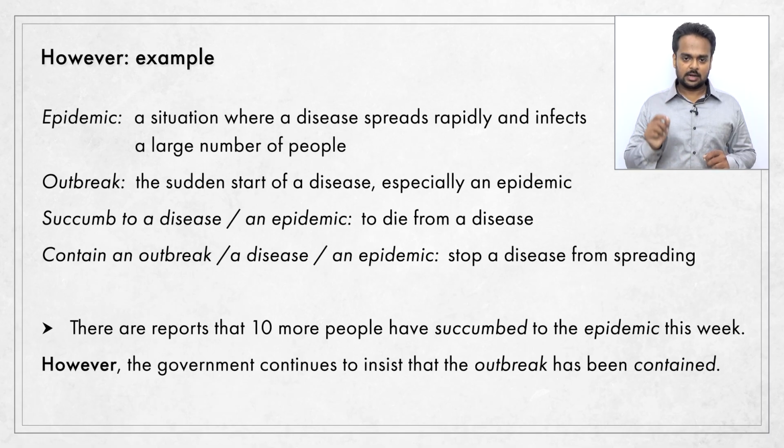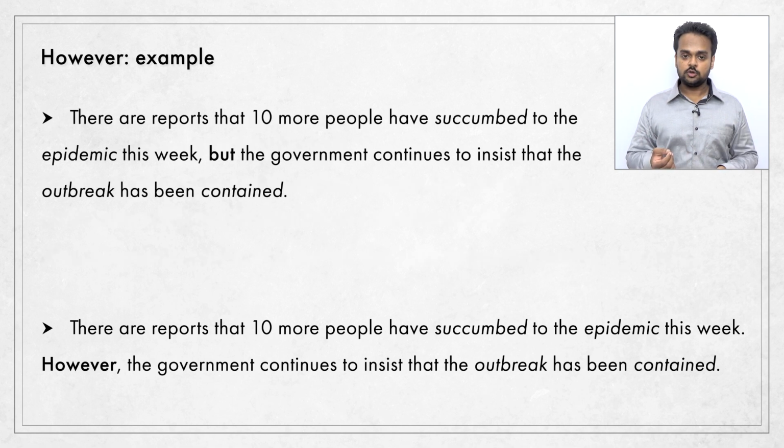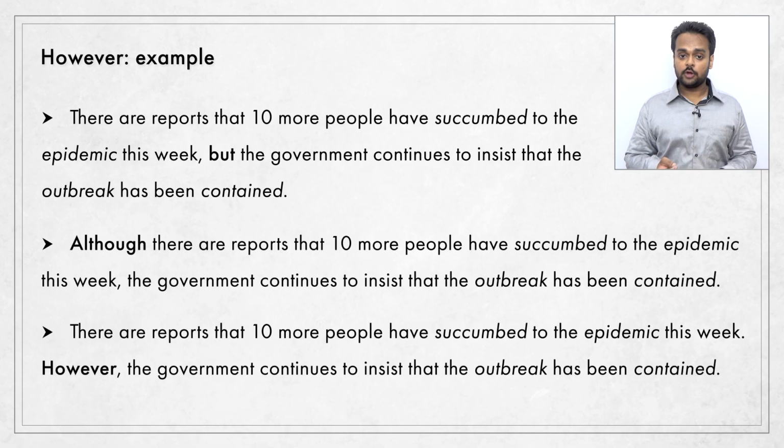So the writer is claiming here that maybe the government is not telling the truth. They are trying to cover up, to hide the fact that the disease is still spreading. So you can see that however has a much more formal feel around it. Of course, we can also use our old friend but. Notice that the word but has taken the place of however here, or although.